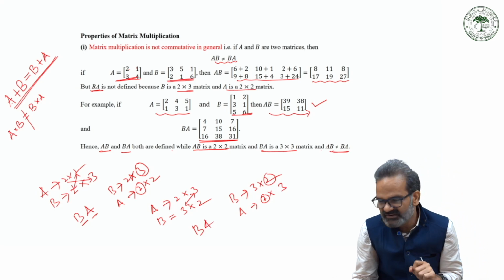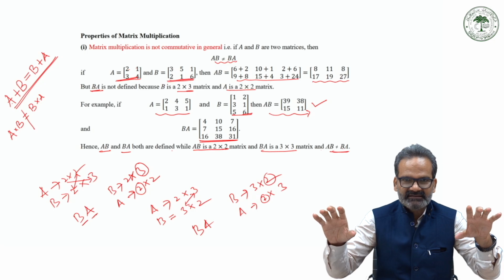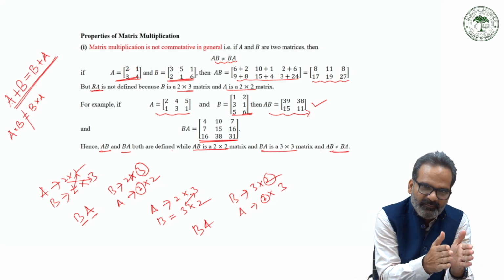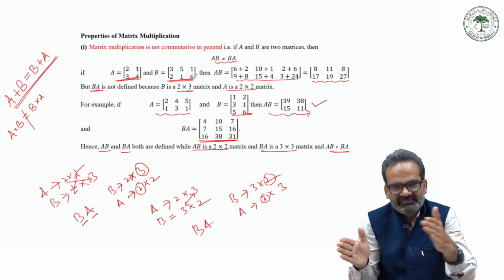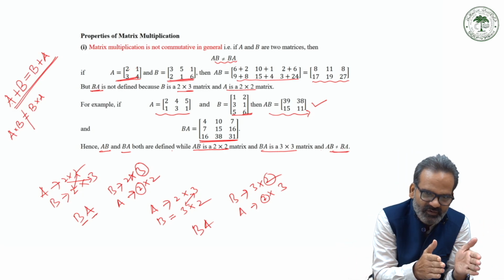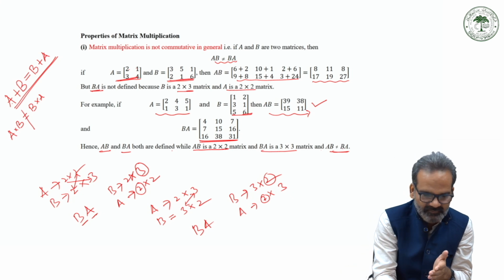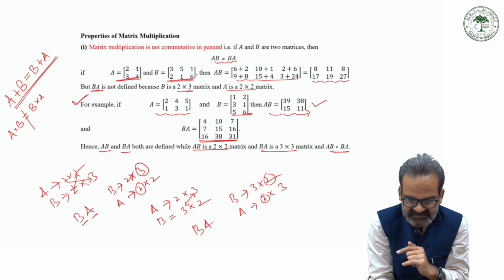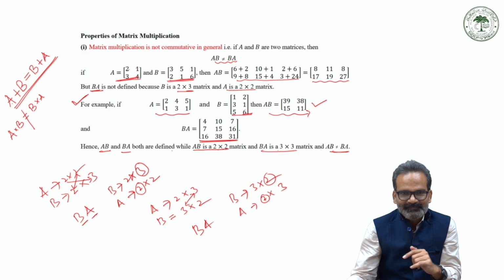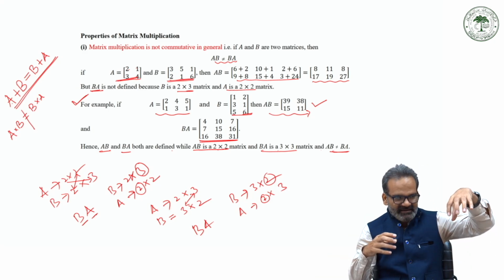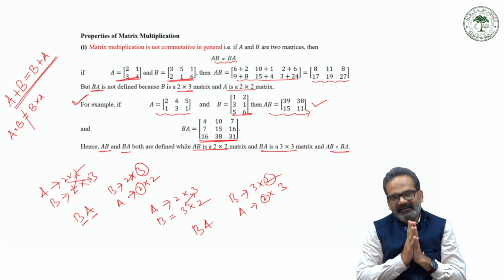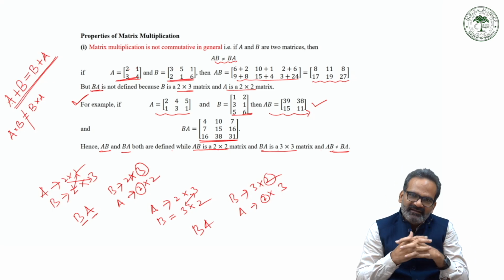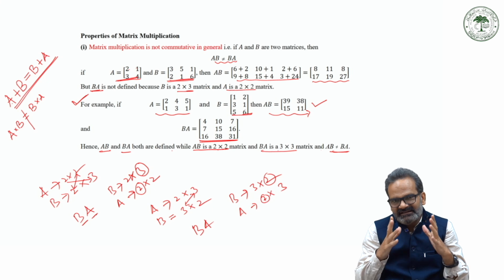So what we observe from these two examples is, if A and B are any two matrices, in some cases AB may be possible while BA may not be possible, as we have seen in the earlier example. In other cases AB and BA are both possible, as we have seen in this example, but the order of AB is 2 by 2 and the order of BA is 3 by 3. The products AB as well as BA are both possible, but their orders are not the same. So naturally, if their orders are not the same, how can they be equal?